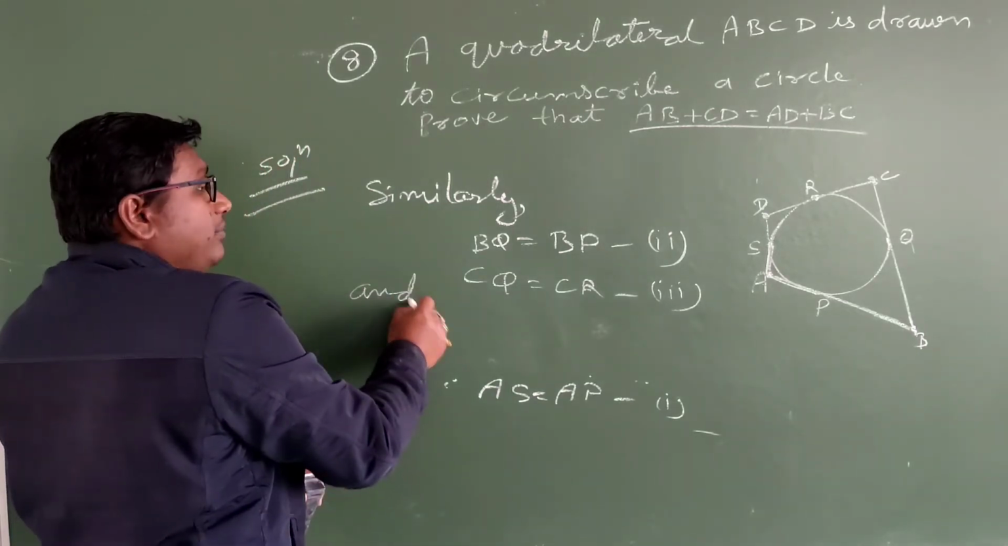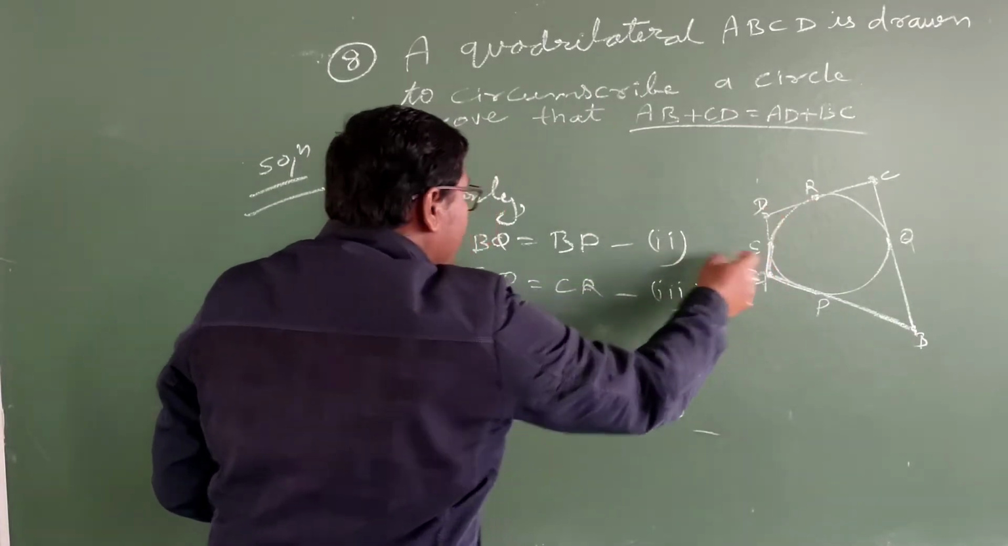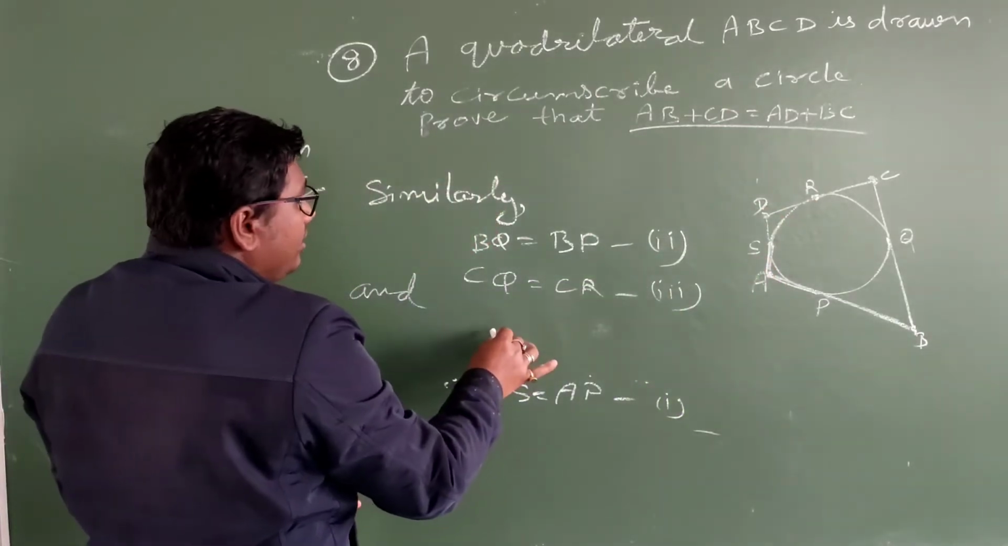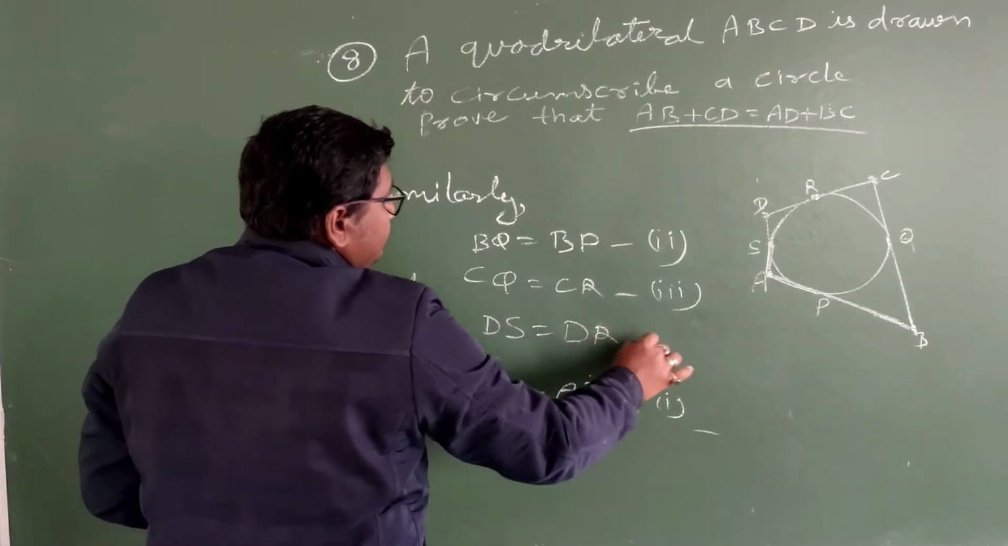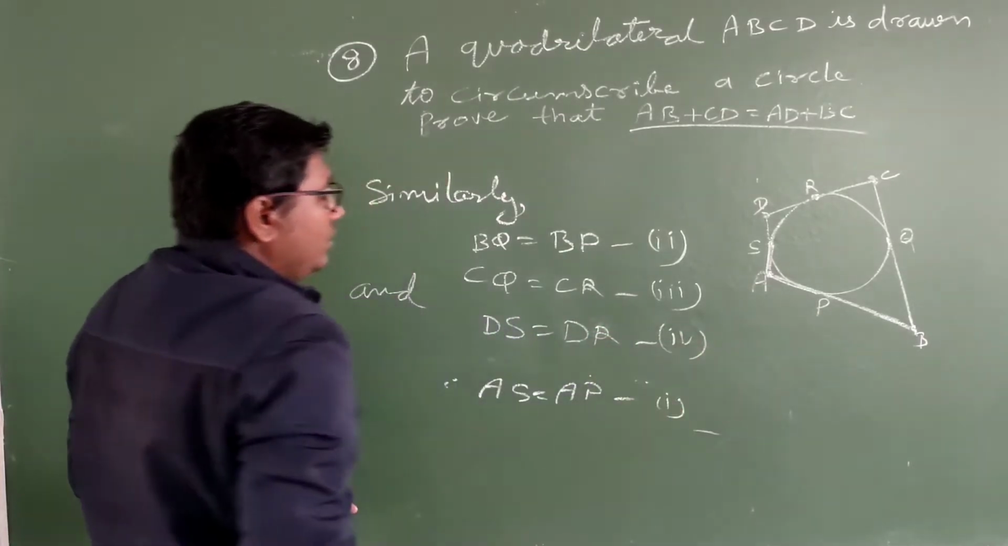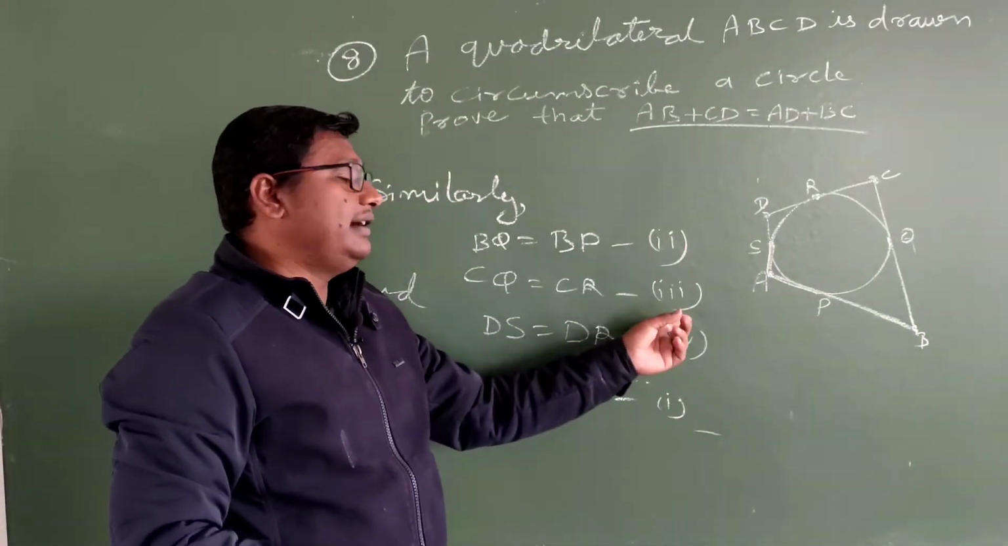And the last exterior point, that is D. So DR will be equal to DS. So I am going to write here DS is equal to DR. That is equation 4. So in this way we are having 4 equations, first, second, third and fourth.